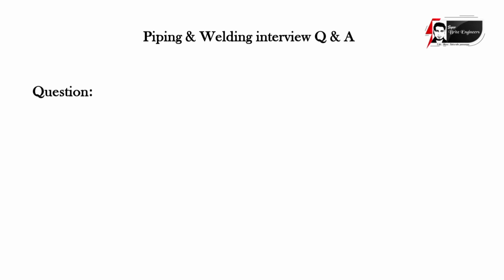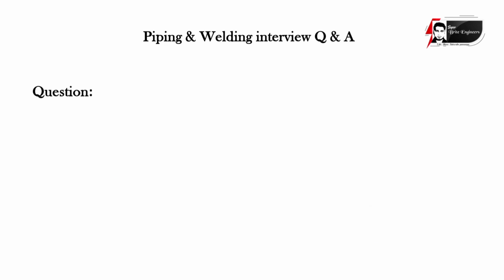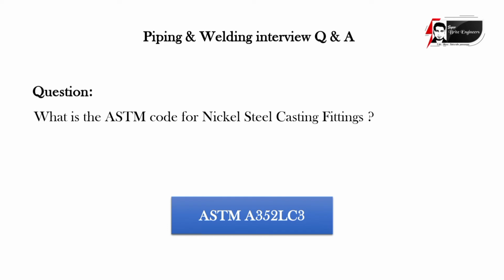What is the ASTM code for stainless steel casting fittings? ASTM A217, CA15, ASTM A296, CA15, ASTM A351, CF8, CF3, CH20, CK20, CF8M, CF3M, CF8C, HK40. What is the ASTM code for nickel steel casting fittings? ASTM A352 LC3.